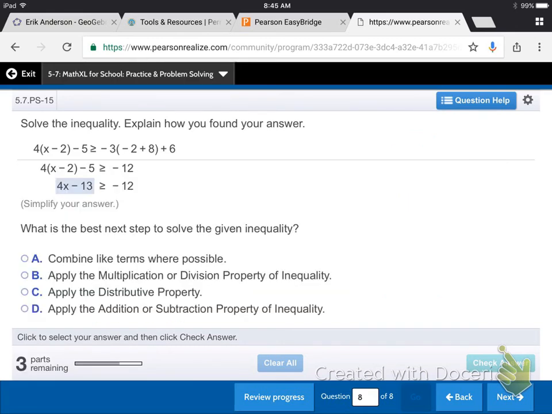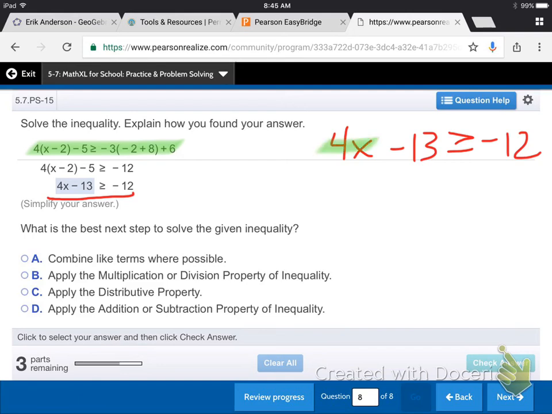Look, we're getting there, boys and girls. We only have 3 parts remaining. Now here's our inequality that we solved for so far. We have 4x minus 13 is greater than or equal to negative 12. So we kind of simplified each side of the inequality. Look what we started with. We started with this big old thing, and now we got it down to this part. So it's pretty cool.